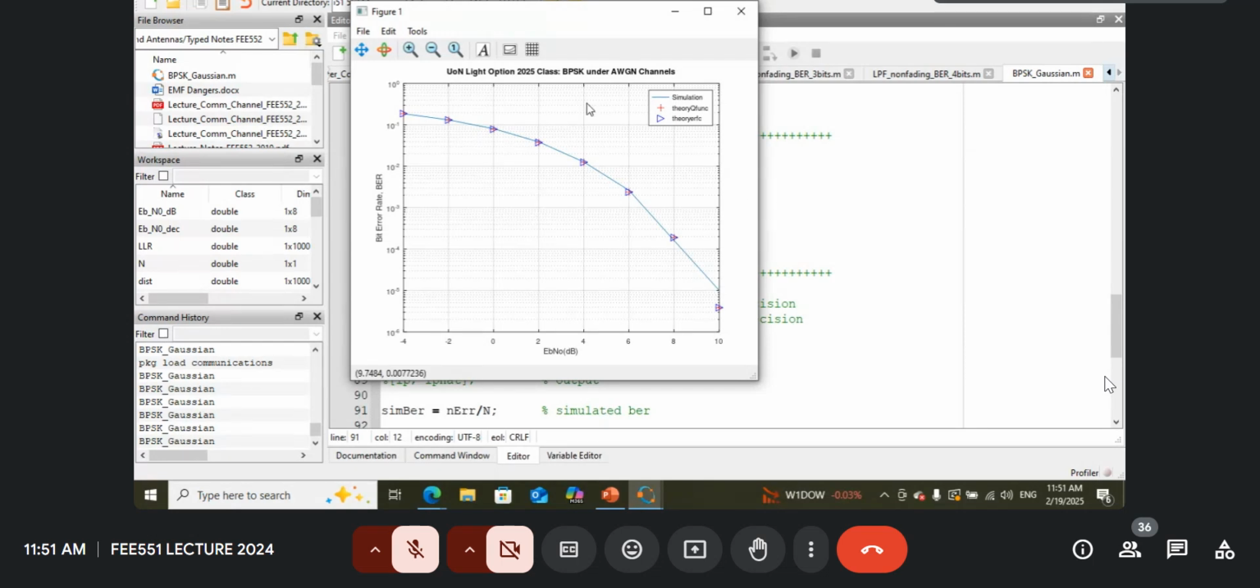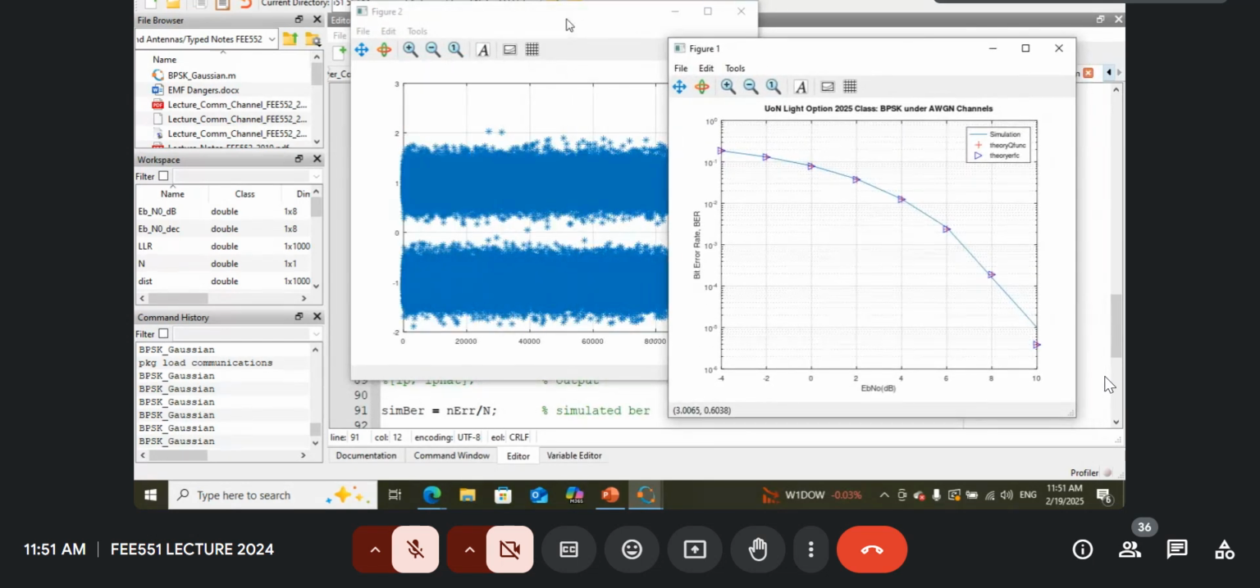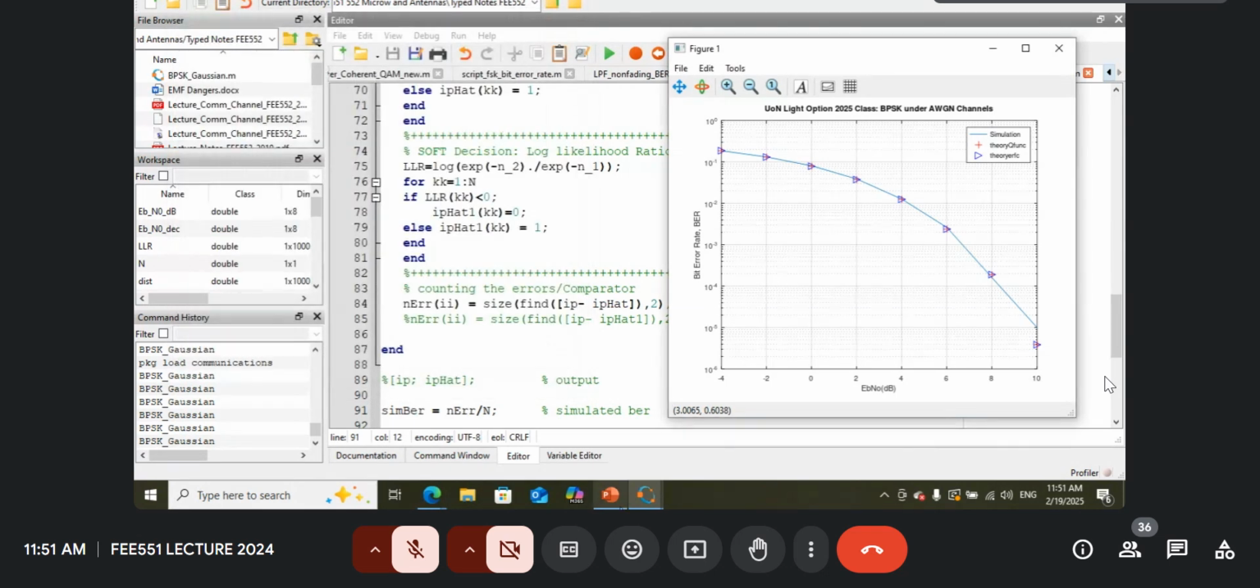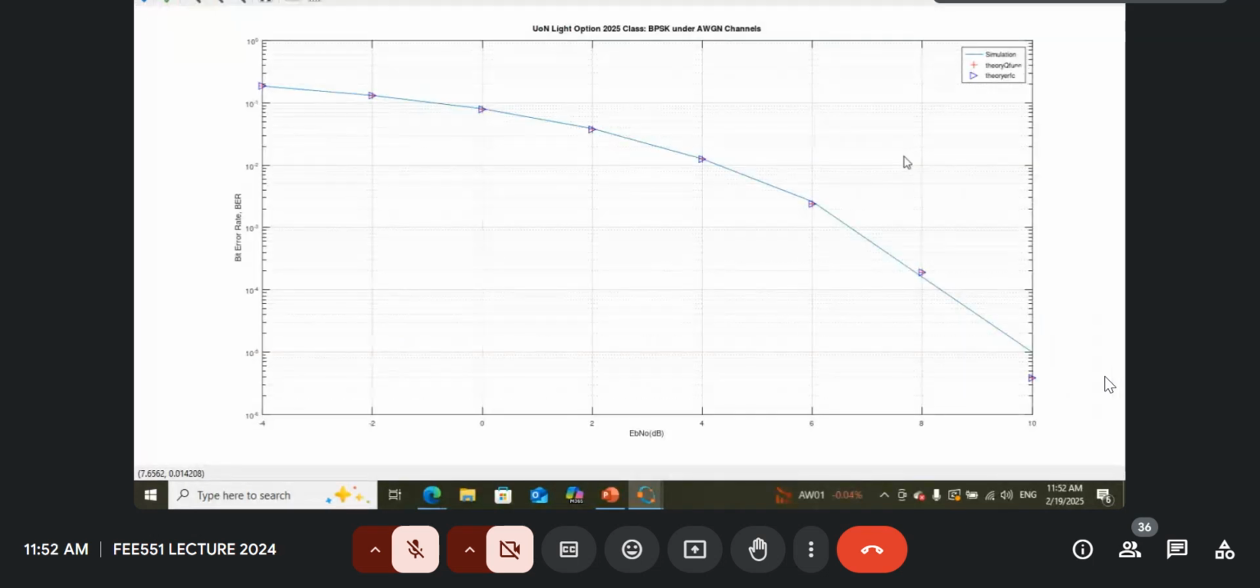There we are. I should have closed figure 2. Figure 2 is now trying to give us all the random values, 100,000 of them. Didn't close it, so it's fine. Now we have this. This is the one we are looking at. This is the bit error rate versus the signal to noise ratio, the energy of the bit to noise ratio in dB. The simulation is the blue curve, and then the theory is the other one. We just need to see that whatever we simulate is correct according to the theoretical equation.